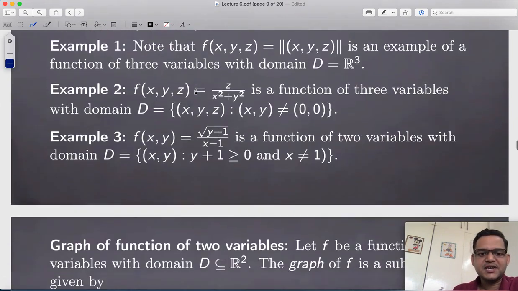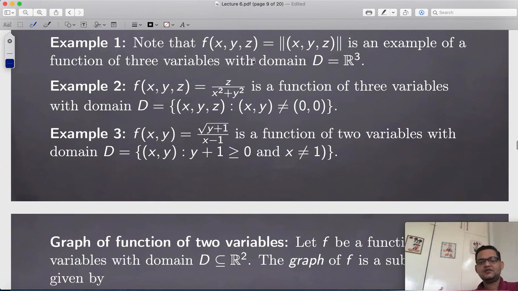For example, look at this function. We just saw it without calling it a function of 3 variables. So x, which is (x, y, z), goes to its modulus, correct? This is a function. Basically it assigns to x a number which is given by this modulus. So this is an example of a function of 3 variables, and this thing is defined for the whole of R3, so the domain is the full space.